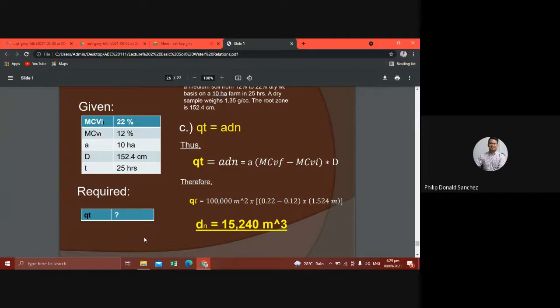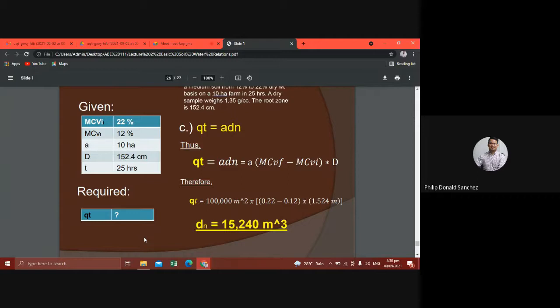How much should it be? Did you calculate it? 0.1524, sir. Okay, so 0.22 minus 0.10 times 1.524, how much? 0.1524 is the value of DN. But it's not necessary to put DN there, that was a mistake. So that value, 0.1524, times 100,000 square meters gives 15,240 cubic meters. So that was a mistake there, it should be QT, not DN. Okay?